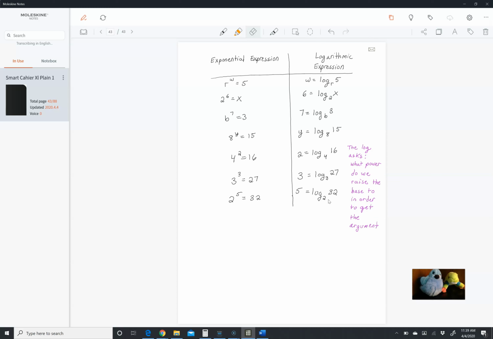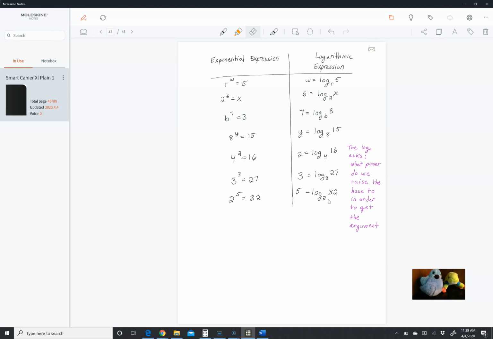So now let's go through the properties of logs. Exponents had like 8 properties. There were a lot of properties. Logarithms only have 4, and the last one, we don't even use that much. So let's go through the properties.